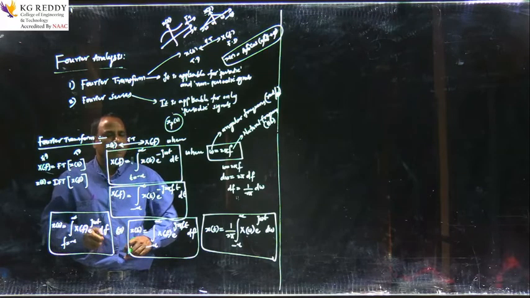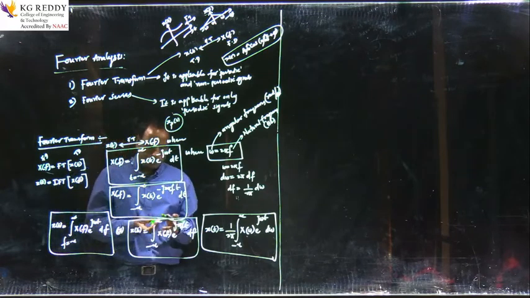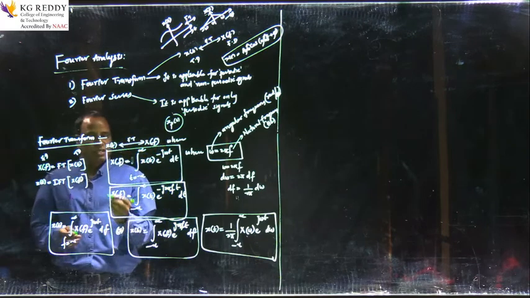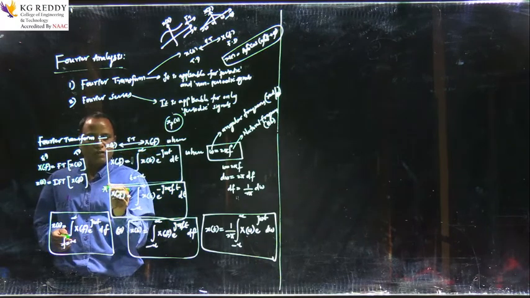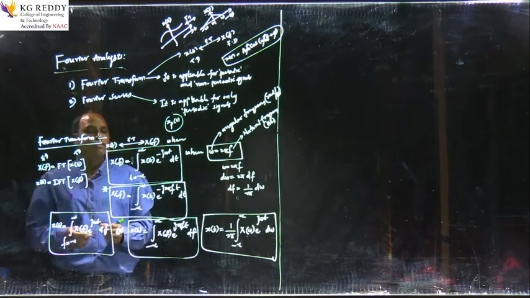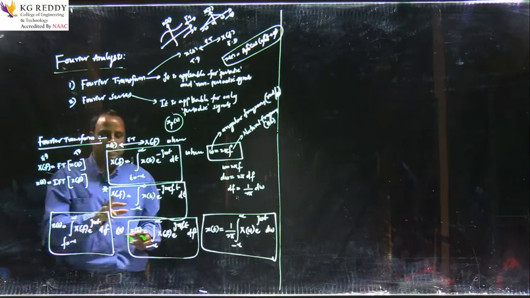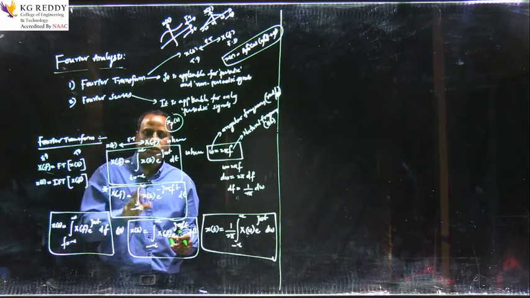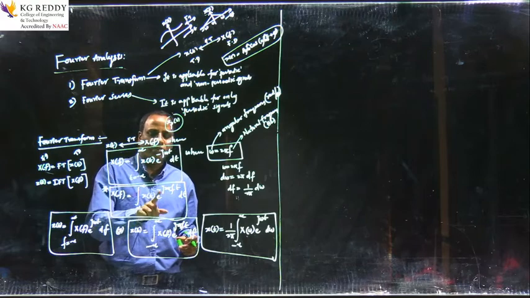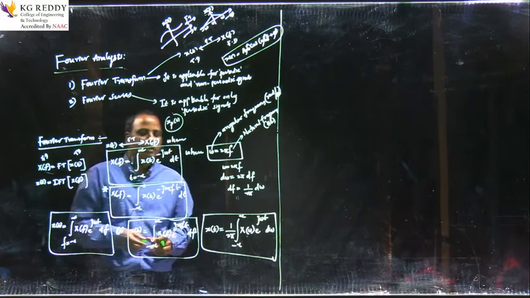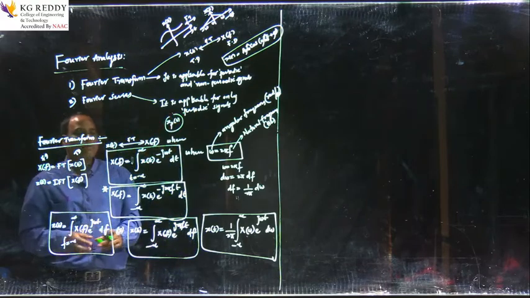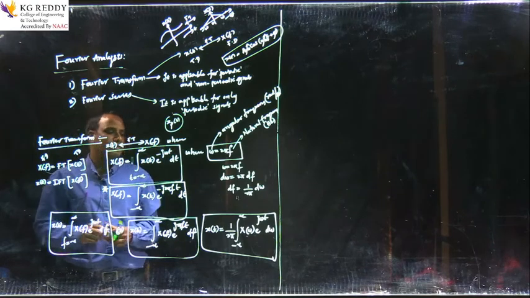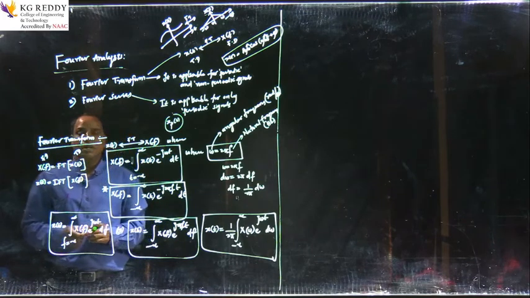But in most situations in communications, we use this Fourier transform definition to determine the Fourier transform for various signals. X of f is equal to the integral, t varies from minus infinity to plus infinity, x of t e power minus j 2 pi f t into dt. This is the definition. This is the fundamental Fourier transform definition used to determine the Fourier transform for different signals.